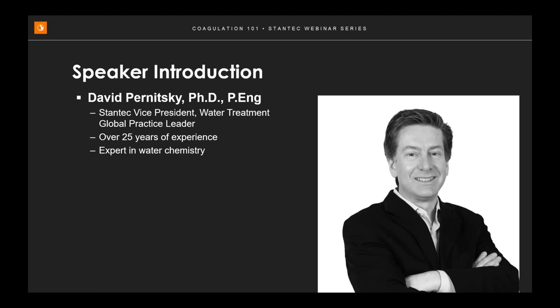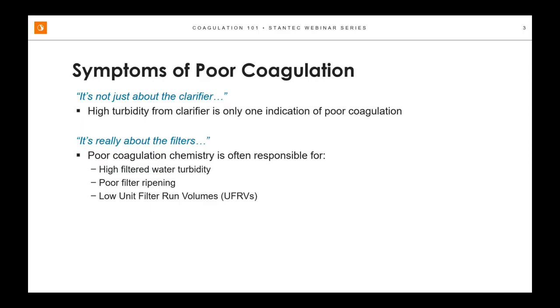And if your coagulation is off, you're going to have trouble maintaining compliance, and then nothing else is going to be able to follow on top of that. So I want to stress right at the beginning when we talk about poor coagulation, traditionally we thought at coagulation things settle out in the clarifier and monitor your clarifier turbidities, and that's just not the whole picture, right? That's only one indication. Where coagulation really matters is in the filters.